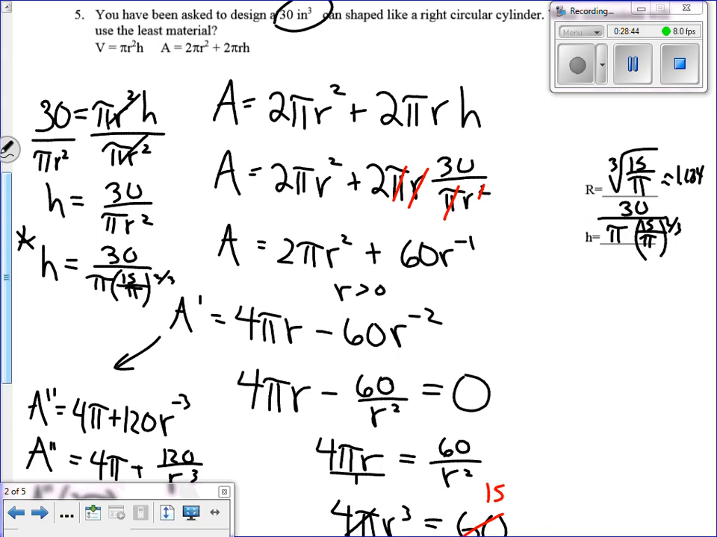I believe that's about 3.368 inches. Okay, so that's the end of the optimization.